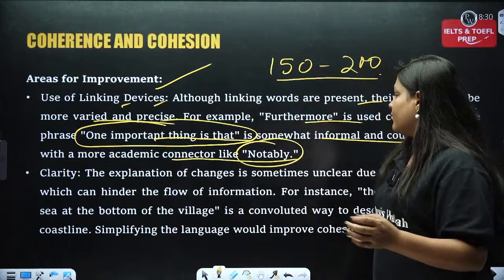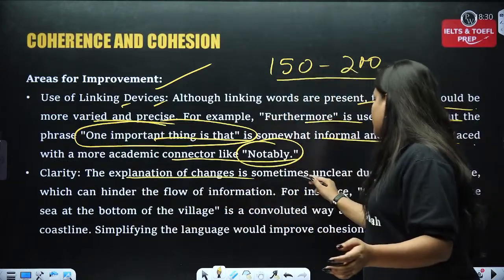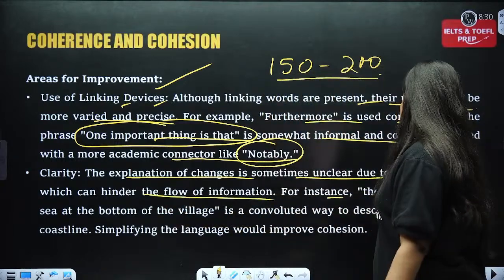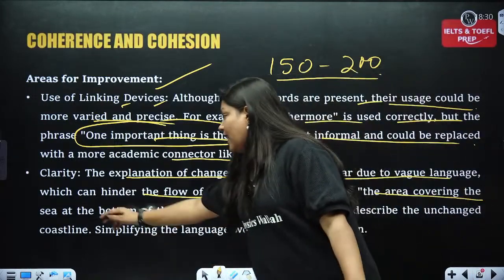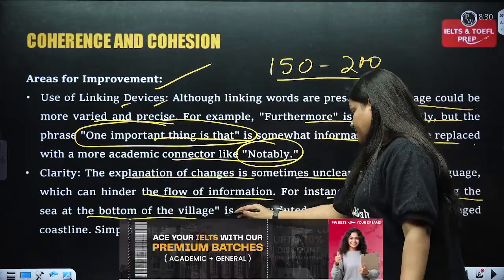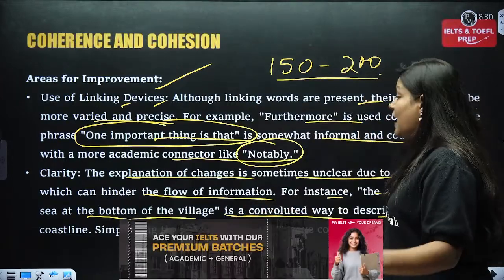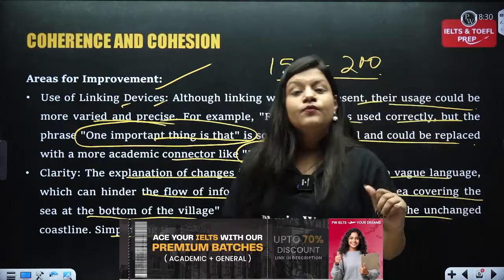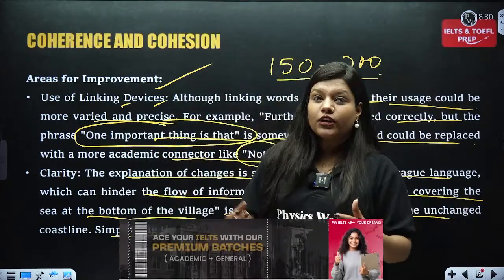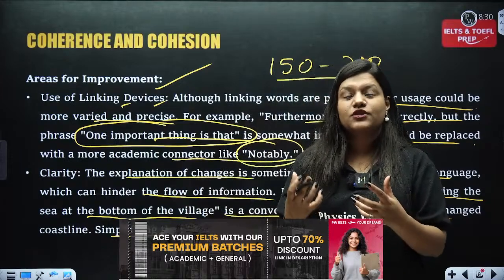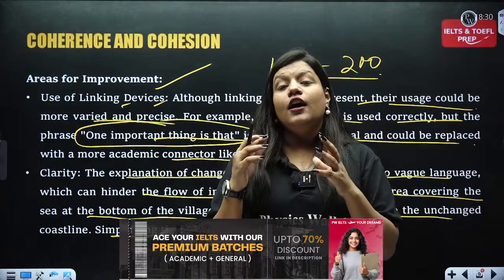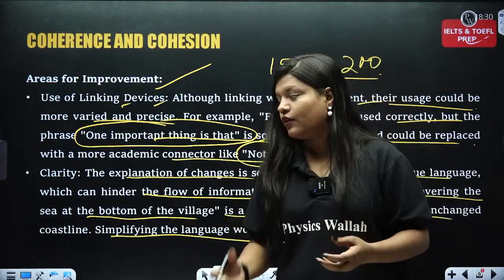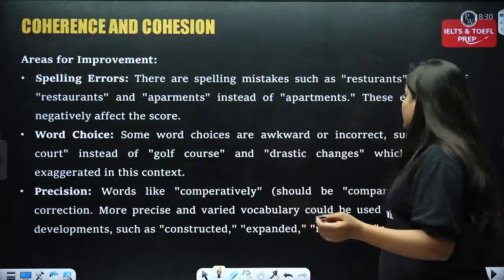Now, the explanation of changes is sometimes unclear due to vague language, which can hinder the flow of information. For instance, "the area covering the sea at the bottom of the village" is a convoluted way to describe the unchanged coastline. Simplifying the language would improve the cohesion. So this phrase is actually vague, and it is not portraying the real meaning of what the candidate wants to say. Okay, let's move to the next one.